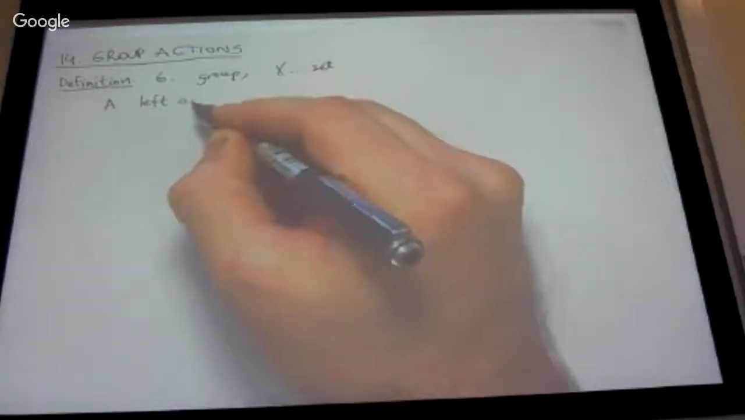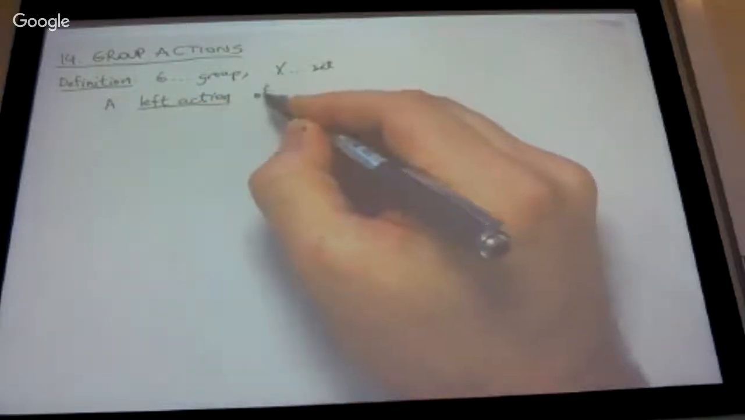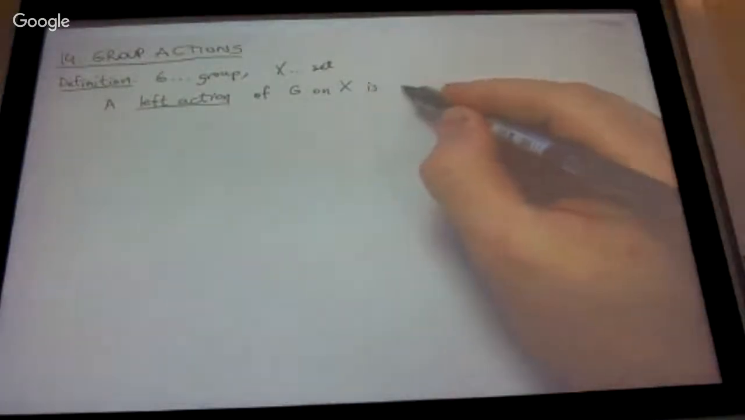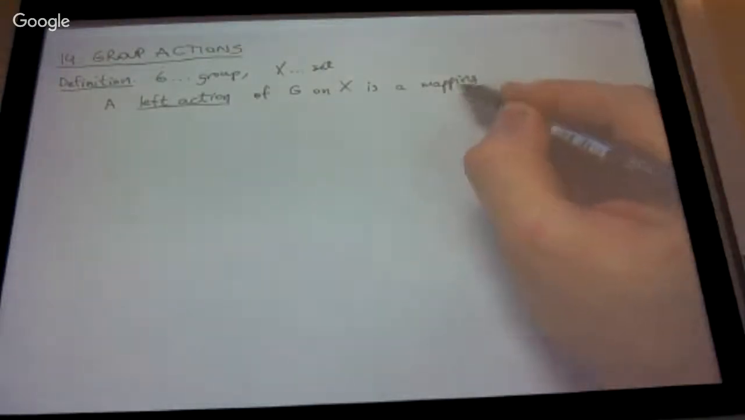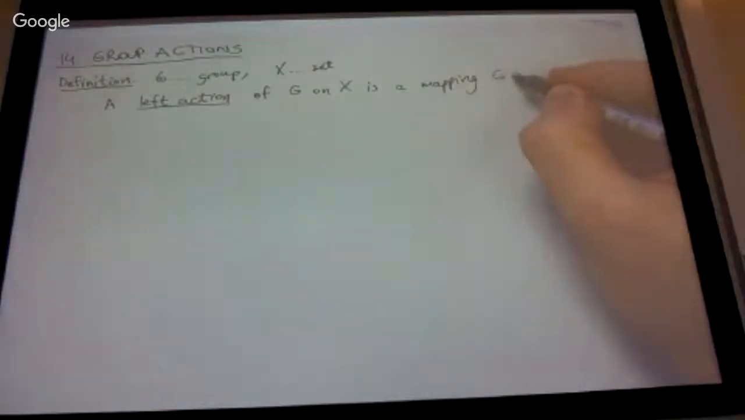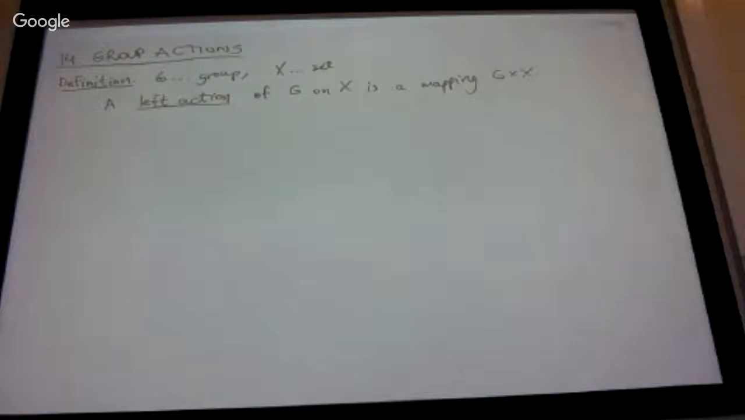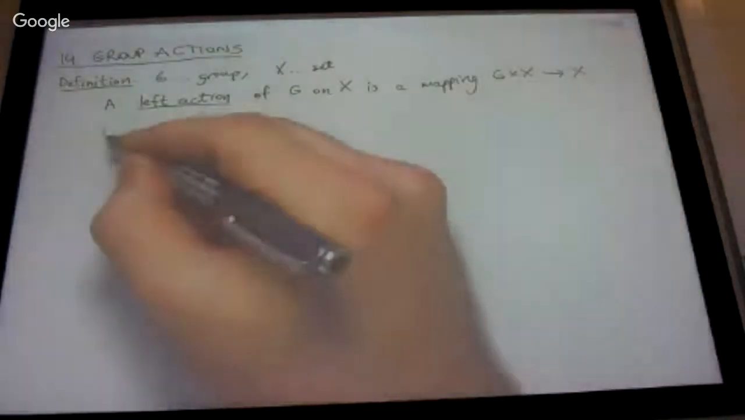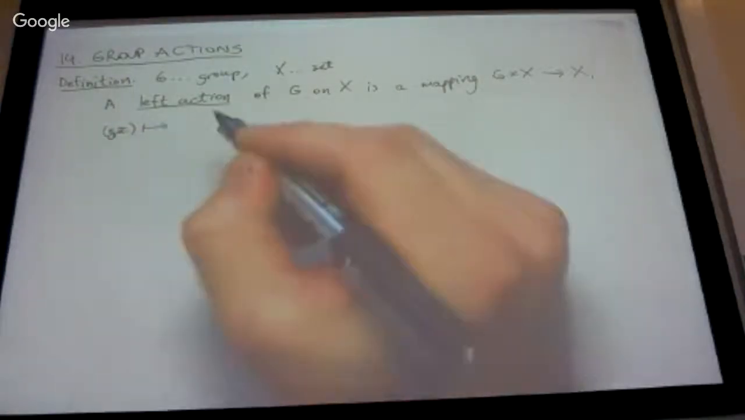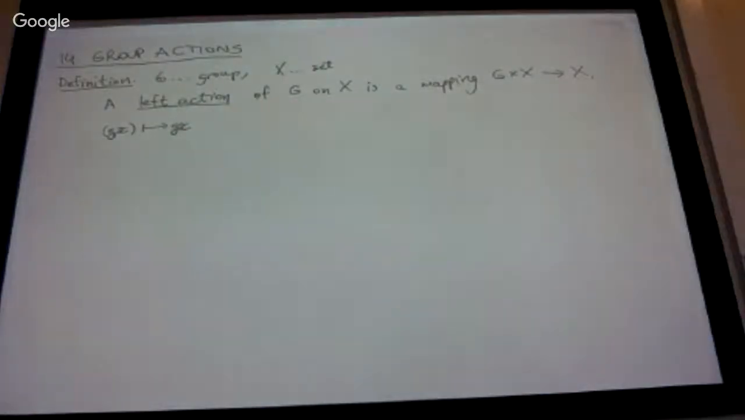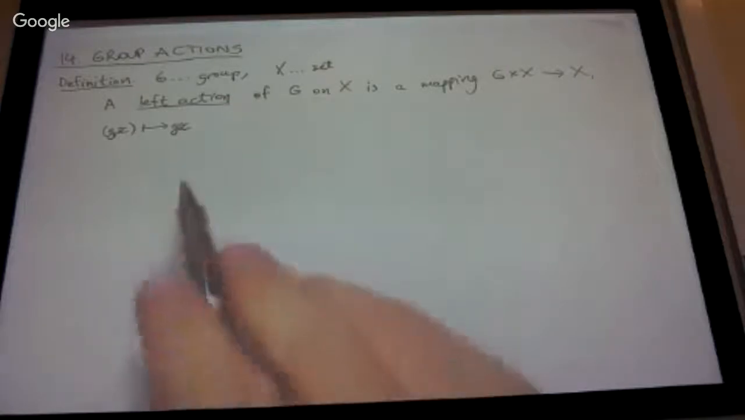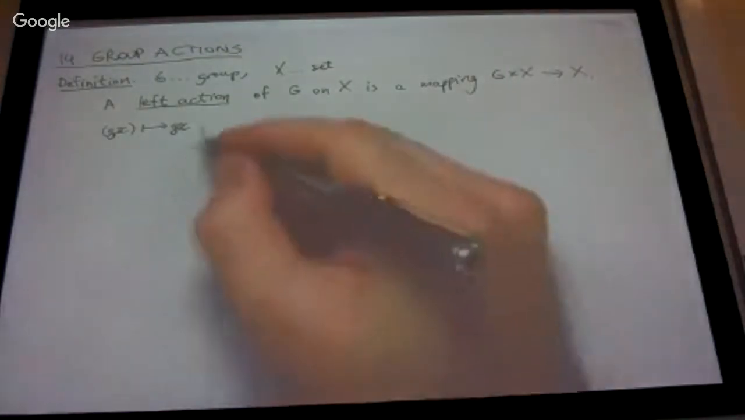And the thing is called a left action of G on X if it is a mapping which has as its domain the Cartesian product of G and X. So to every pair of a group element and a set element, it assigns a set element, like gx. It assigns an element which is known as gx. That's the most confusing part of it. Okay, this is not the group multiplication because x is not from the group, but it's just done like that.